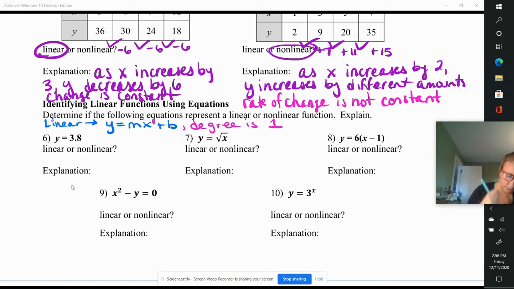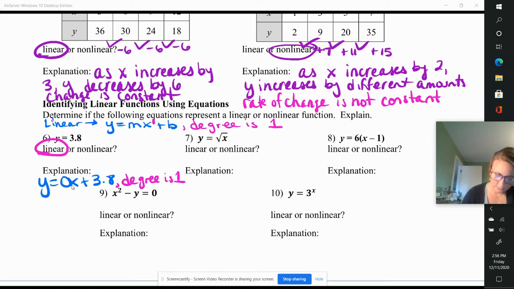For 6, we can write y equals 3.8 as y equals mx plus b by substituting a 0 in front of the x. So this does have a degree of 1. Which makes number 6 linear.